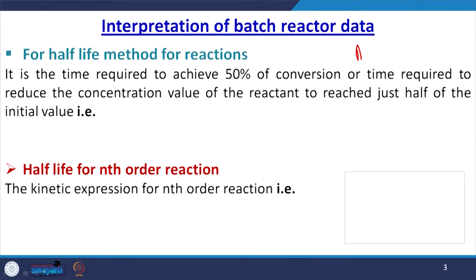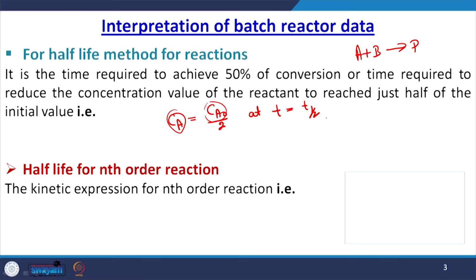the initial value. If we take the example of our previous reaction, A plus B is equal to P, and talk about the half-life method, then Ca, the concentration of reactant A, is equal to Ca naught by 2 at the time t equal to T half. So, this is the initial concentration and this is the concentration after T half.